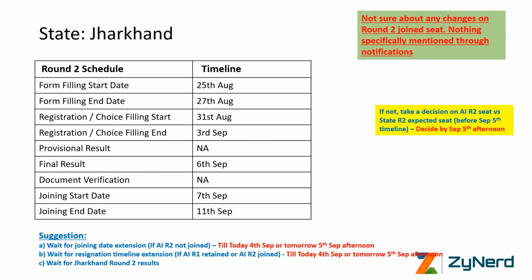And by September 5th afternoon timeline, if you take a decision to go with the All India round 2 seat, let the state results come up, then I will take a decision on the state seat if they allow resignation later, because today I don't have information. September 5th, I don't have information. I'm going to go with All India round 2 only.